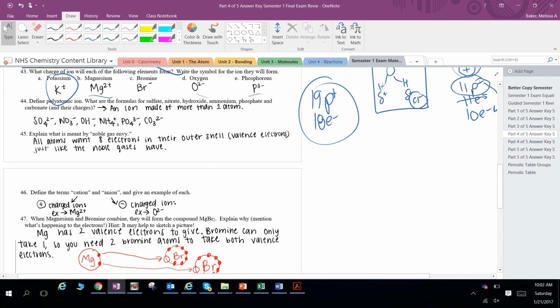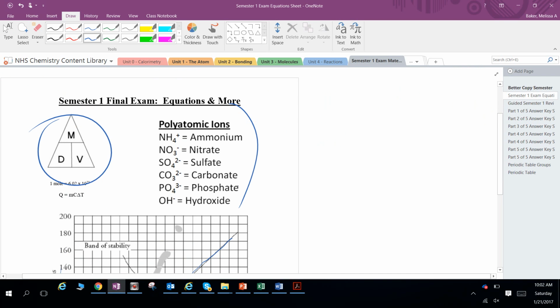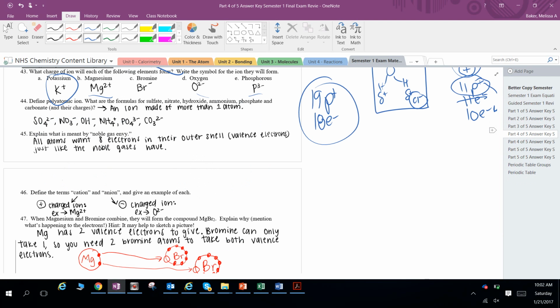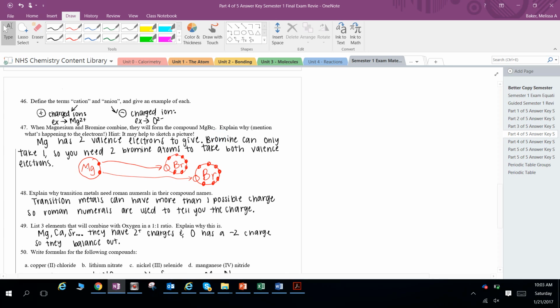Polyatomic ions are groups of atoms that all together have this overall charge. And there are 6 main ones that are definitely given to you on your equation sheet. So you've got those. Noble gas envy we've been talking about. Atoms want to have 8 electrons in their outer shell, just like the noble gases. So that's why they call it the envy.